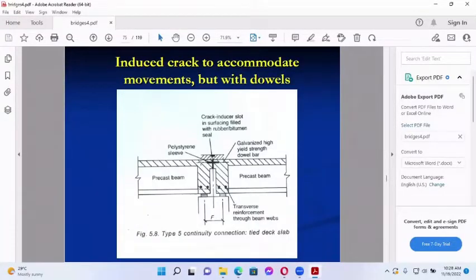So now we have to see how to design a continuous beam and what are the specialties that you need to address. So for that, we'll take a break and then we start again.